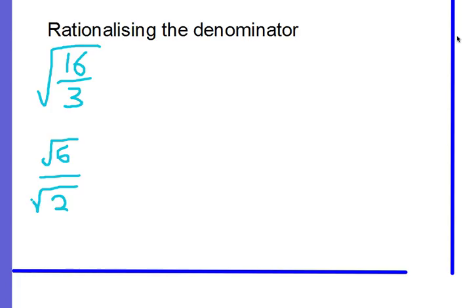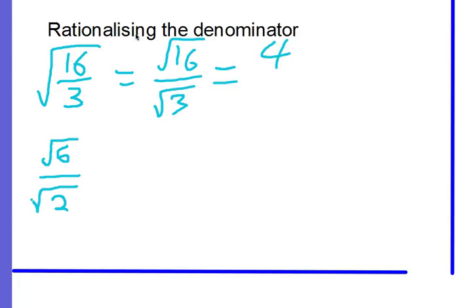Okay, so ignore that title, Rationalizing Denominator. That's actually where we're going to go to next. Root 16 on root 3. Why did I write Rationalizing Denominator there? Okay, that becomes 4 on root 3.